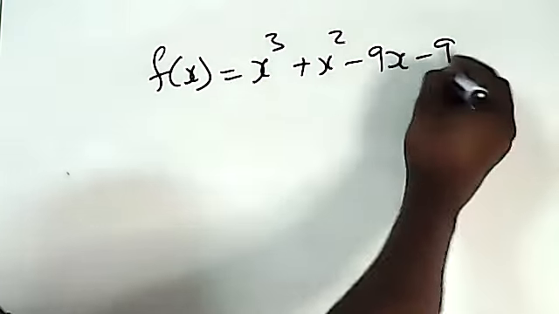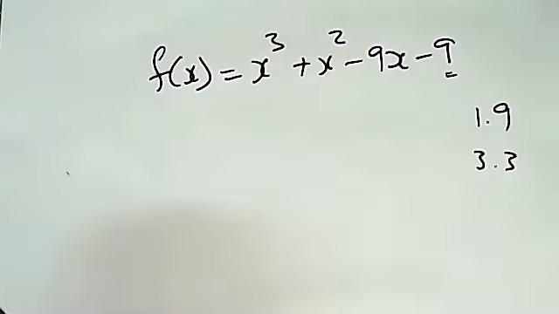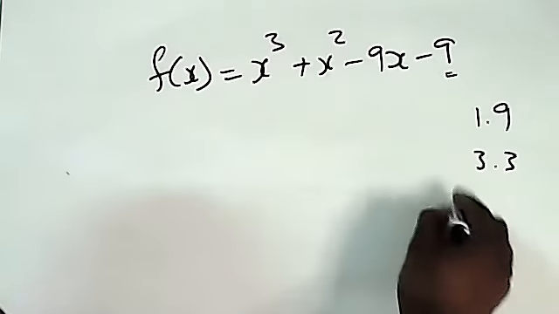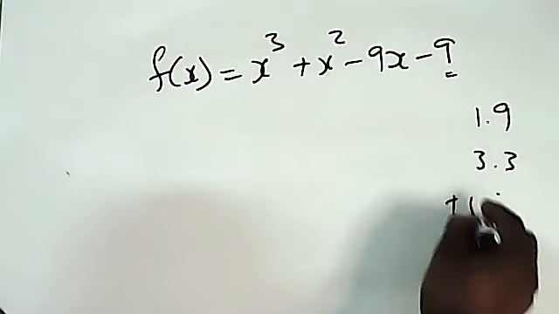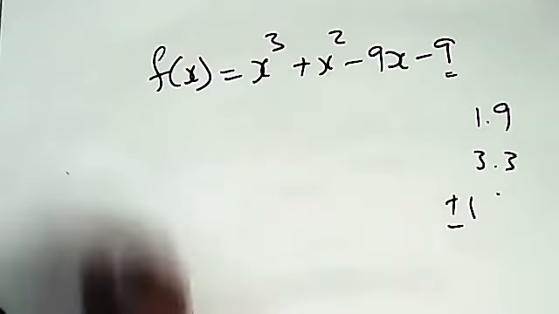Obviously, you start with the factors of 9. That will be 1 and 9 and 3 and 3. So we always start with this: plus minus 1, plus minus 9, plus minus 3. Those are the factors that we should try and put. So let's start with negative 1. We put negative 1.